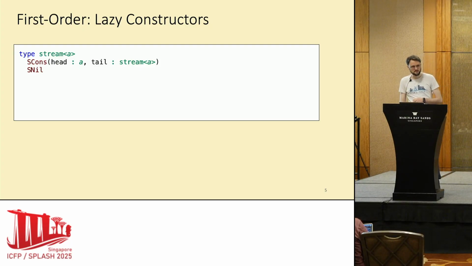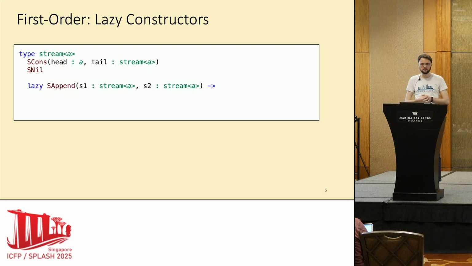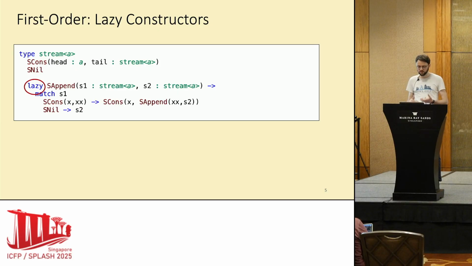The way we do this is by a new language feature that we call lazy constructors. So we'll create a new constructor, sappend, for a lazy append that we want to do between two streams. We write this lazy keyword in front to show that it is a lazy constructor. The important thing you need to do with a lazy constructor is to give a definition for it, which I've done here.